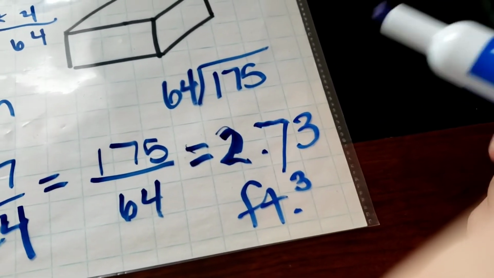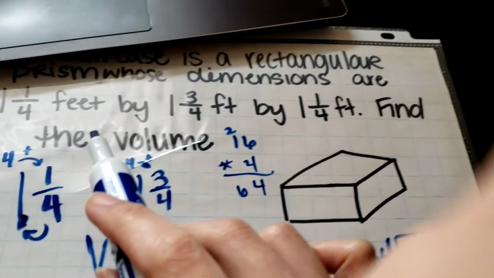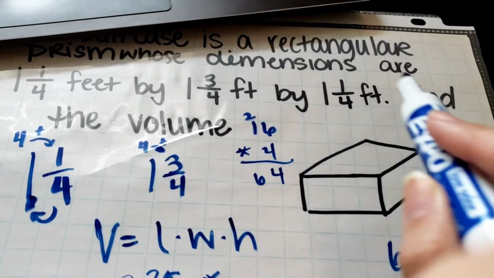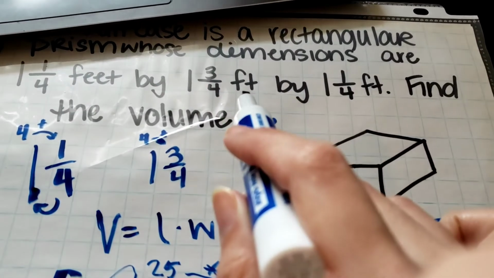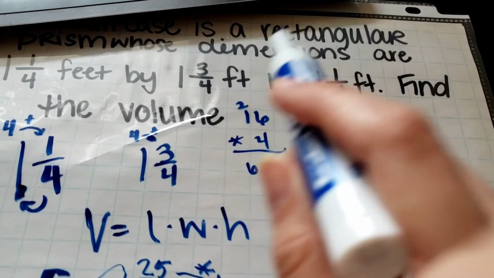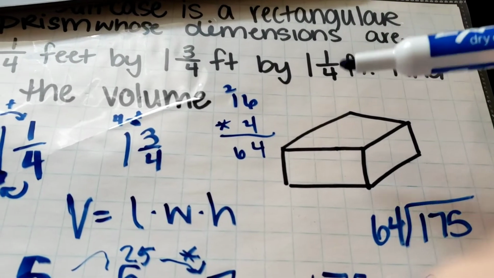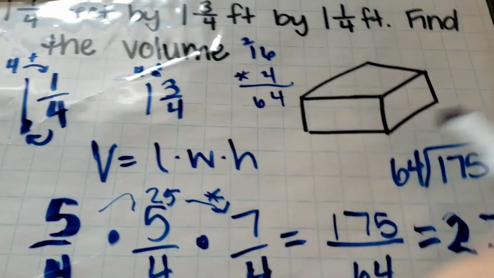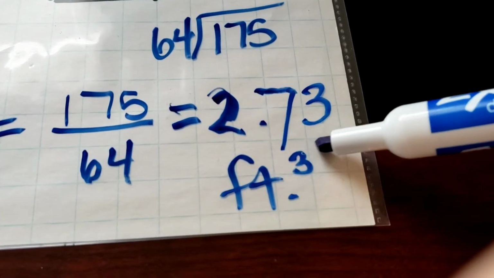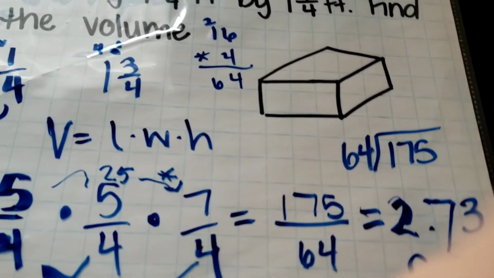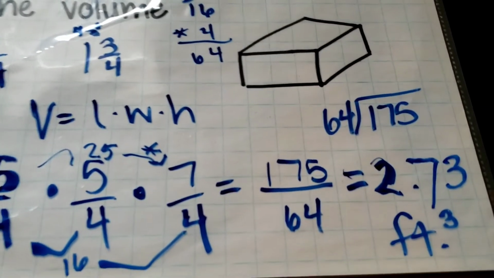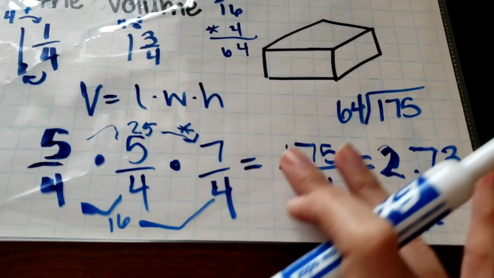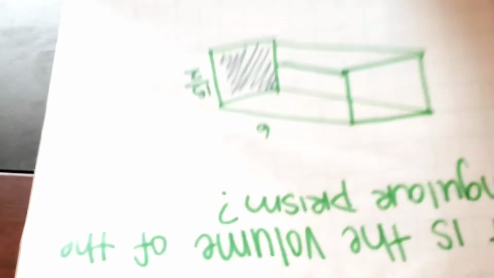cubed. Because we have 3 dimensions, right? We have feet by feet by feet. Feet times feet is feet squared. Feet squared times feet is feet cubed, right? 3 dimensions, our third exponent. Okay? Hopefully that wasn't too confusing. Don't mind my chaos. Y'all know how I like my chaos.